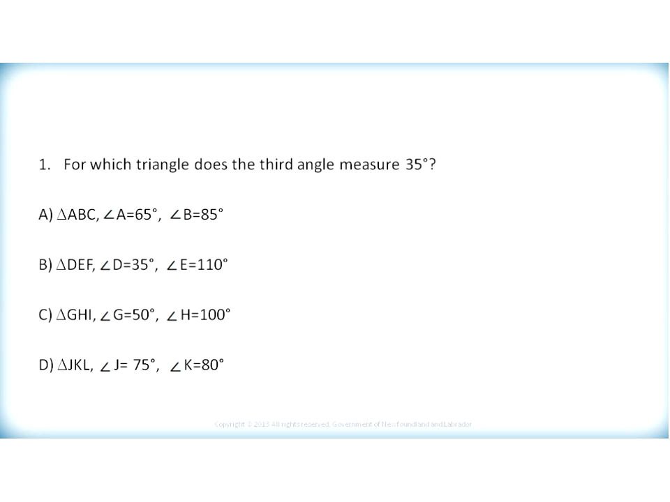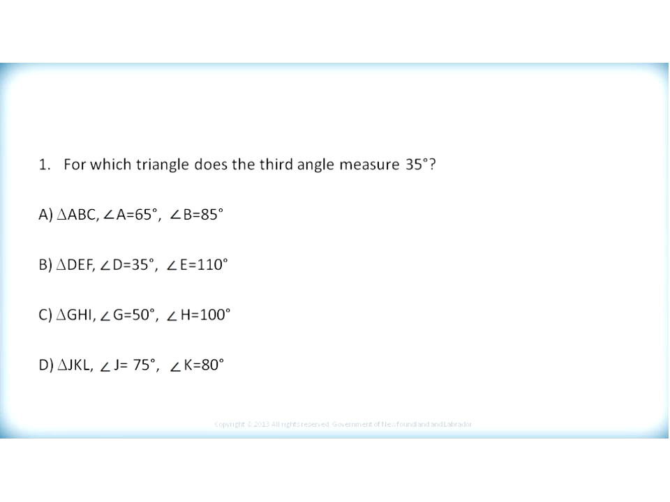So here's a multiple choice question dealing with triangles. For which triangle does the third angle measure 35 degrees? Is it triangle ABC where angle A is equal to 65 degrees and angle B is 85? Is it triangle DEF where angle D is equal to 35 degrees and angle E is equal to 110 degrees? So in other words, that would be angle F we're looking at.